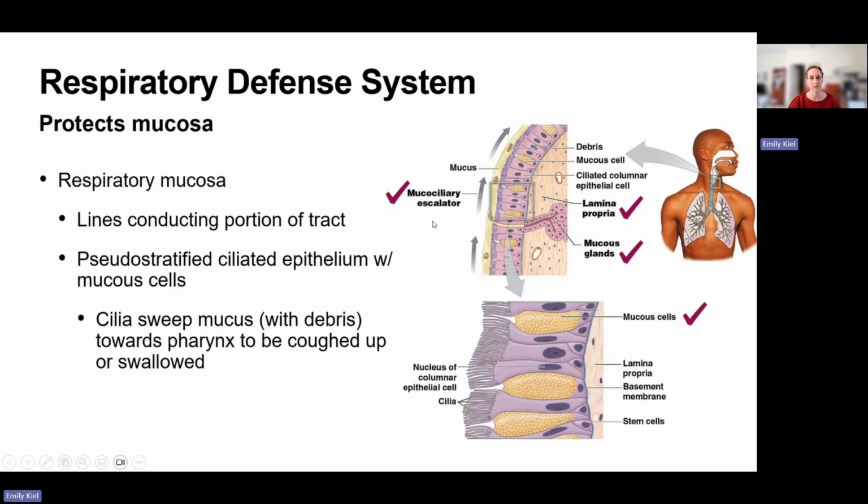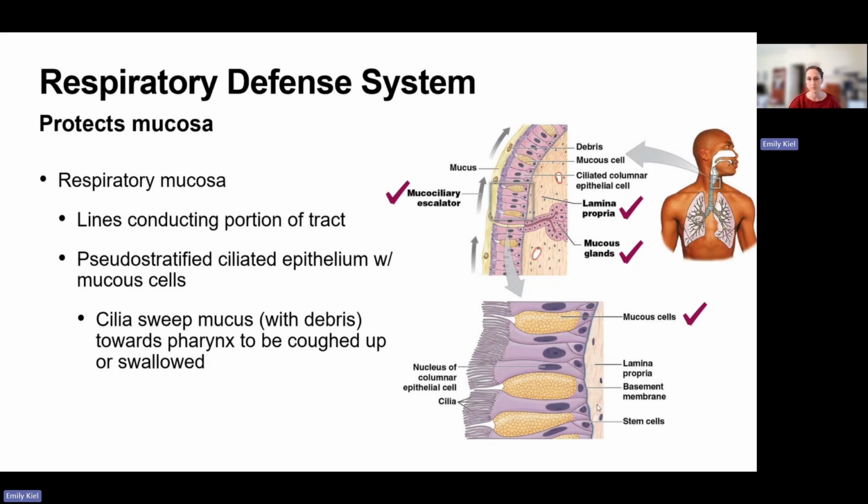So remember, pseudostratified means it looks stratified, but every cell actually does reach to the lumen. And we've got these mucus cells that are going to help catch things in it so that they don't continue to go deeper into the respiratory tract. So the mucus cells are between the epithelial cells. So they're individual cells in that epithelial layer. You can see the cilia here that are going to beat. You can see some stem cells that will help regenerate these pseudostratified epithelial cells.